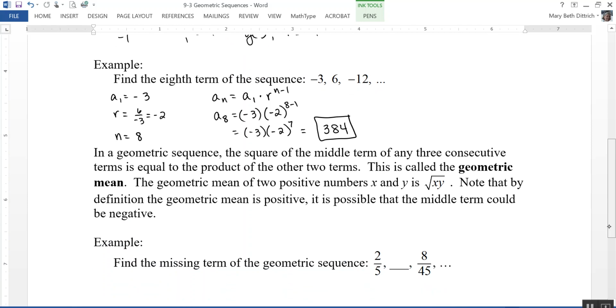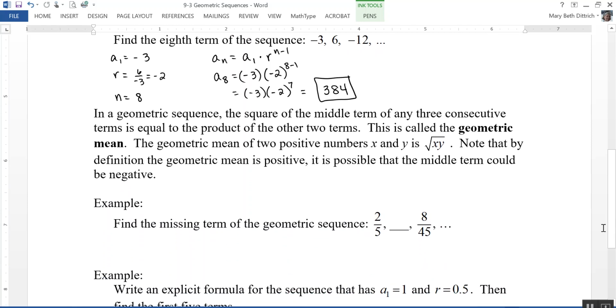In a geometric sequence, the square of the middle term of any three consecutive terms is equal to the product of the other two terms. This is called the geometric mean. The geometric mean of two positive numbers, x and y, is the square root of x times y. Note that by definition, the geometric mean is positive, but it is possible that the middle term could be negative.